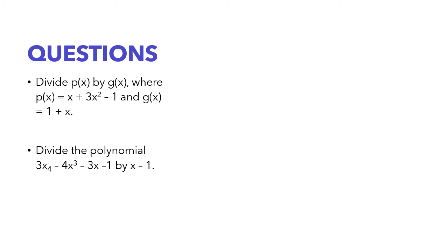So now let's discuss some questions in terms of division. The first question is: divide p of x by g of x, where p of x is given as x plus 3x square minus 1 and g of x is given as 1 plus x. Now if you look over here, p of x is equal to x plus 3x square minus 1.